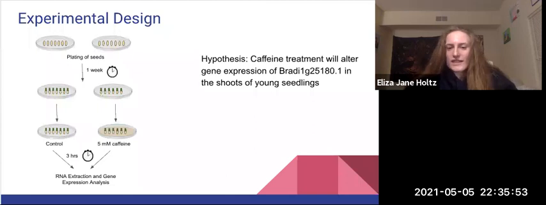We did this because our gene is known to be highly expressed in young seedlings, and RNA extraction is just easier with young tissue. So we grew the seeds in growth media for a week, and then half of the seeds were transferred to a new plate of plain growth media, and the other half were transferred to a plate of media that was mixed with 5 millimolar caffeine. We let the seedlings respond to this environment for 3 hours, and then we extracted RNA from the shoot tissue to measure expression levels in the samples.